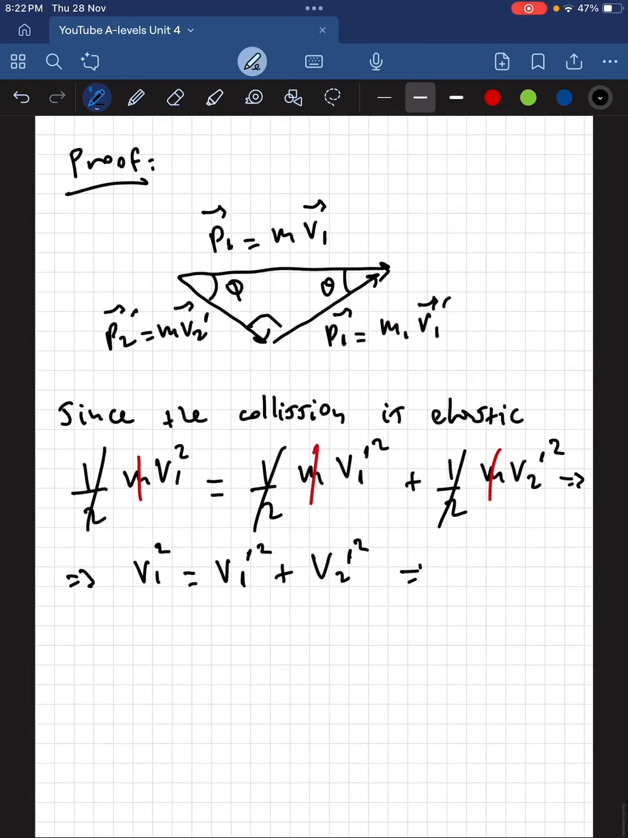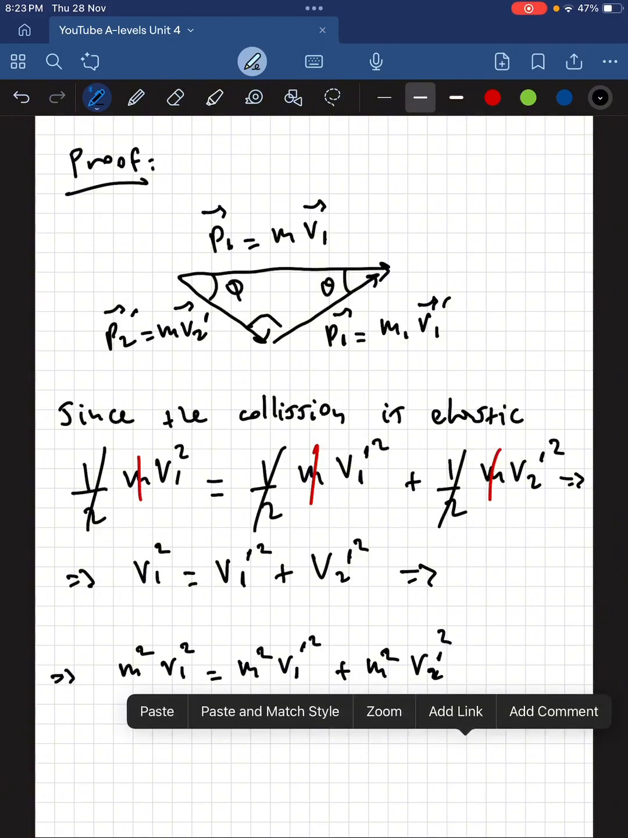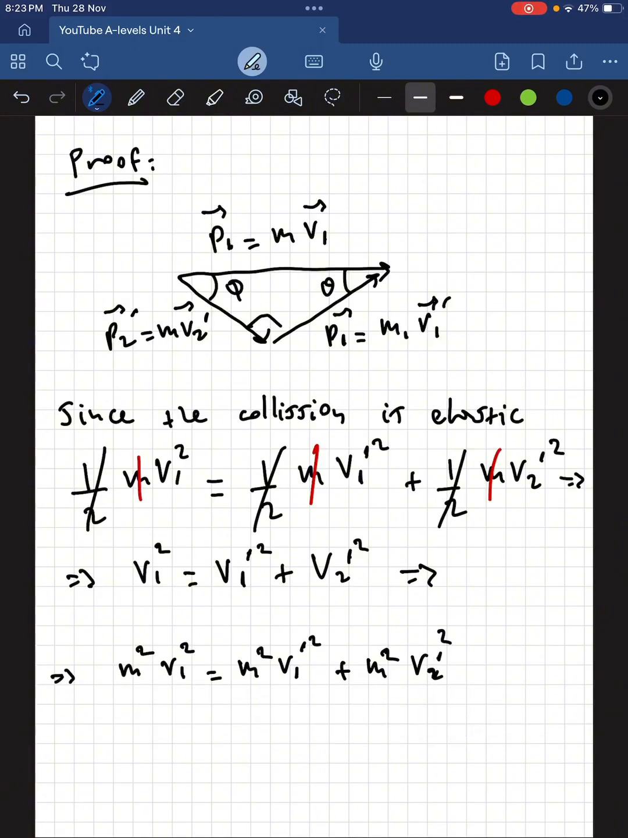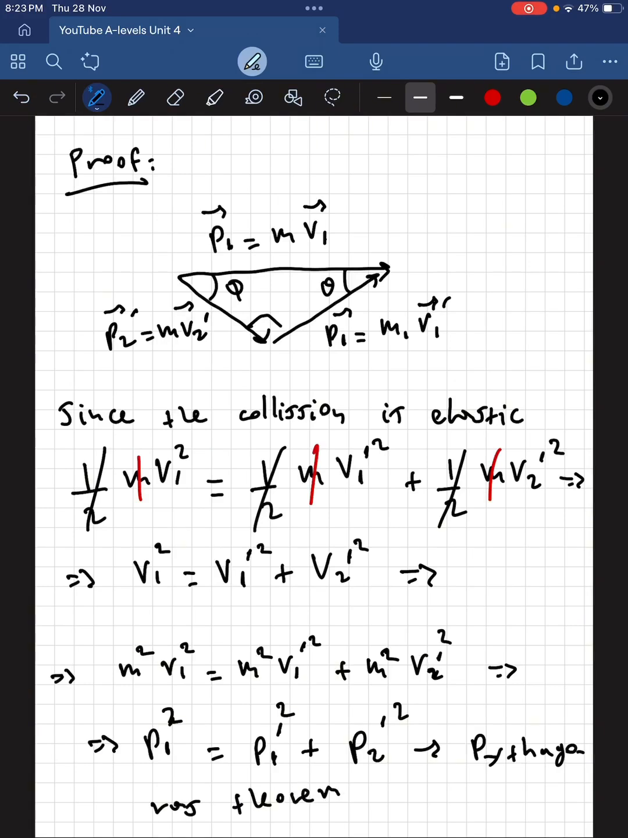So let's bring back the masses. So actually I have some space. So let's multiply with m squared. So m squared v1 squared is equal to m squared v1 prime squared plus m squared v2 prime squared. So I haven't done anything. I just multiplied both sides with m squared because I can cancel this. But what we get is p1 squared is equal to p1 prime squared plus p2 prime squared, which is Pythagoras theorem.